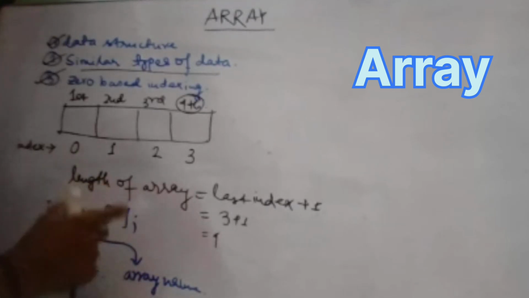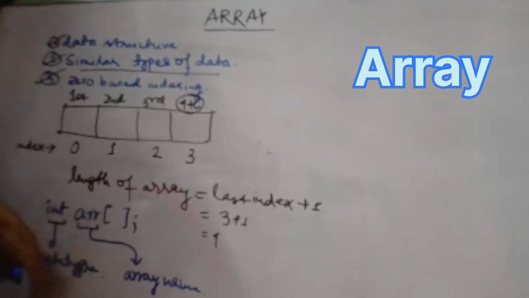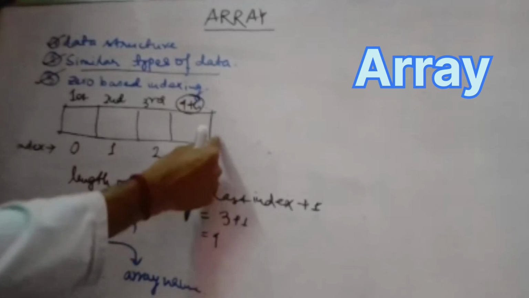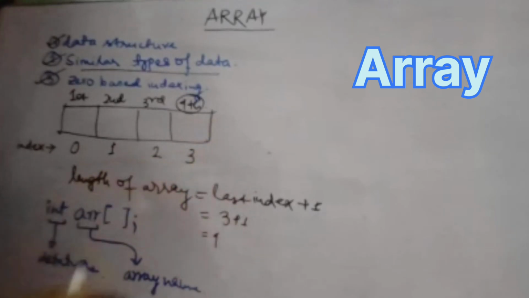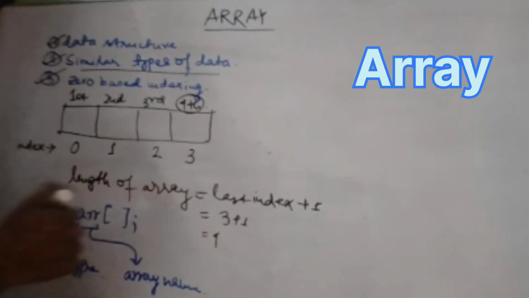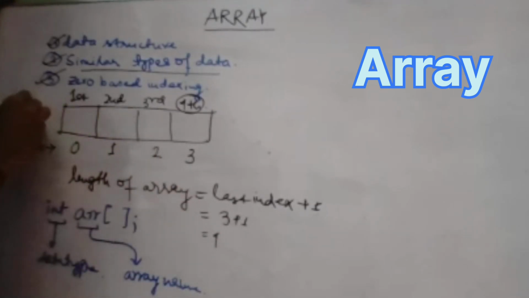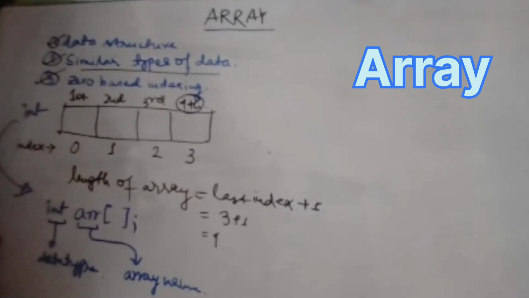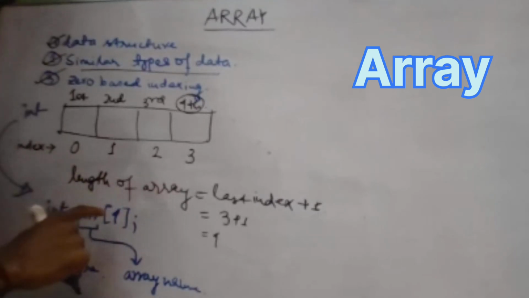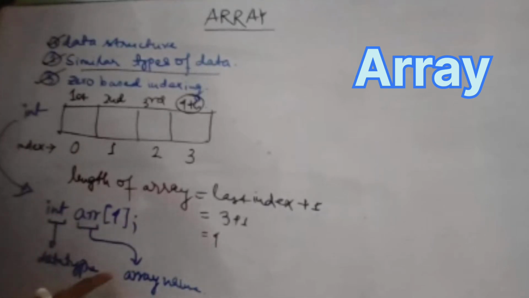Now in between this third bracket, we're going to put the size of the array. Here the size is 4, meaning we are going to store 4 integer values because the data type is integer. So if I consider this as an integer array and put this in code according to the syntax of the array, it can be written as int arr[4].